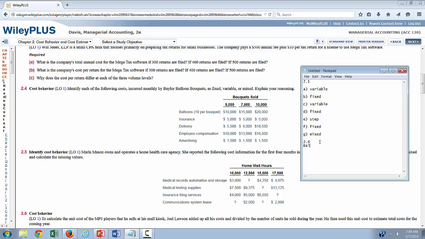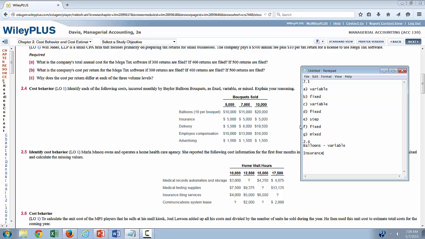Okay, so we have balloons. We're going to look at how the cost goes up when the activity goes up. The easiest thing to look at is the 5,000 here and the 10,000 here. It's doubling. If it's a variable cost, the cost will double when the activity doubles. So if we look at the cost of balloons, that's the case. The cost is 10,000 here and 20,000 here. So balloons must be a variable cost because they go up proportionately.